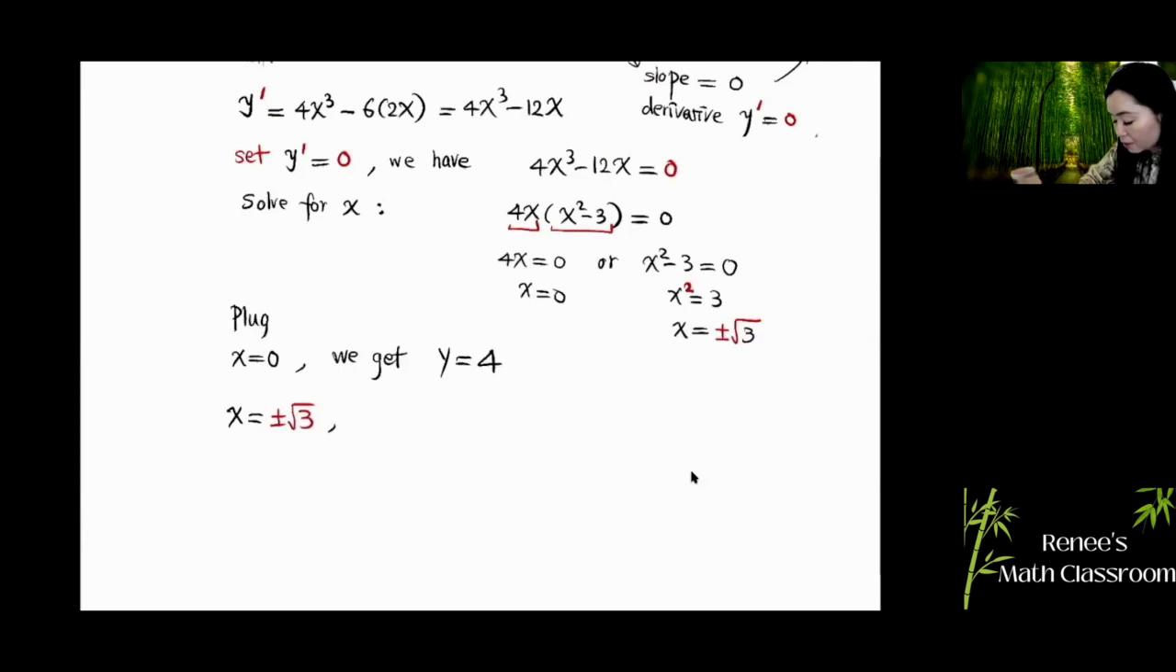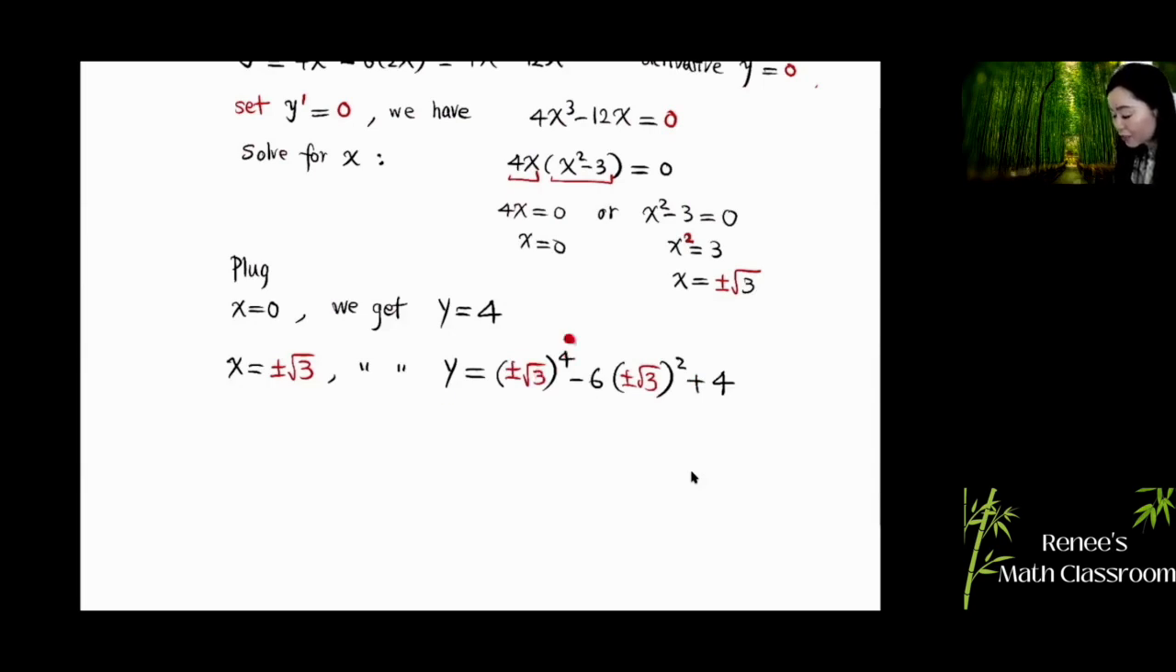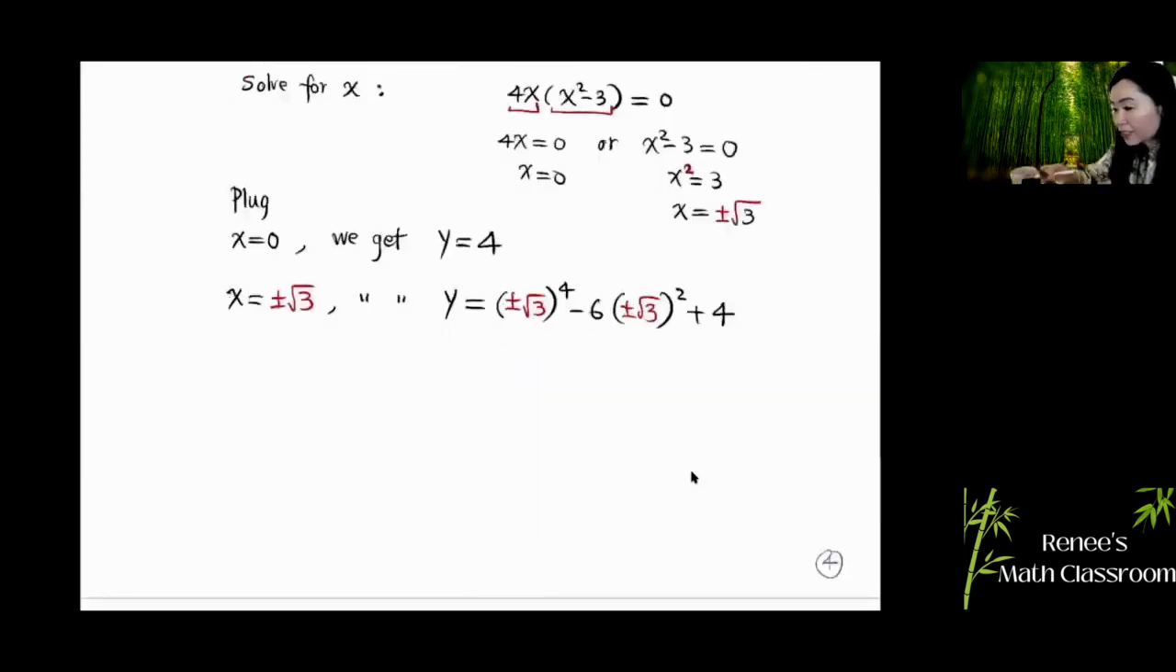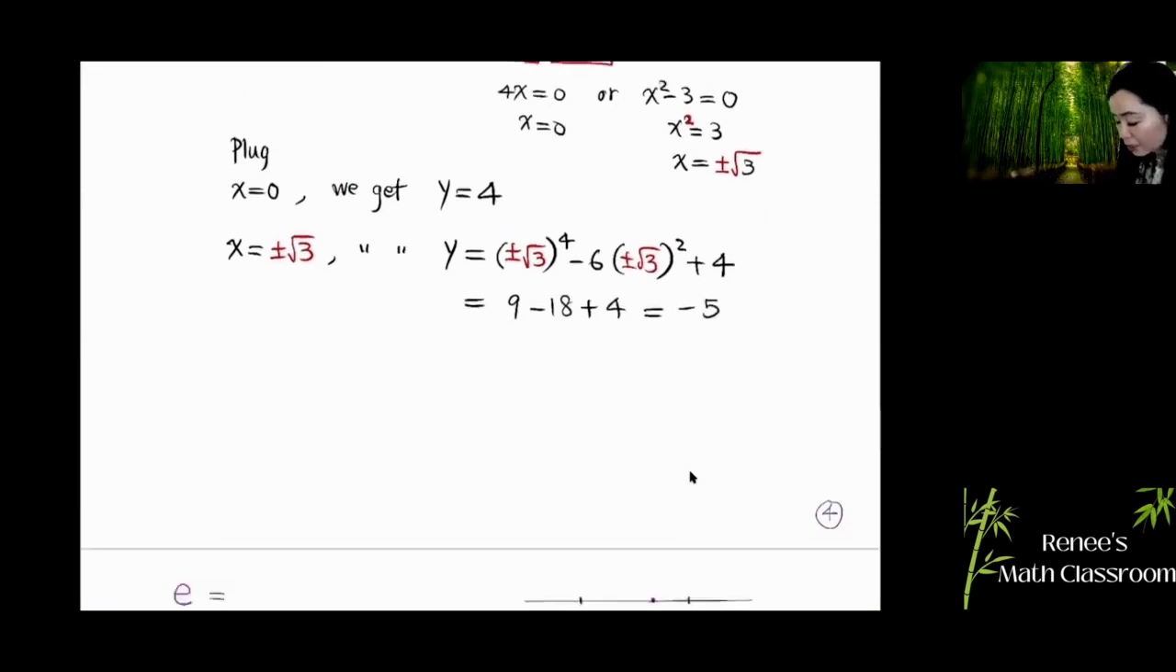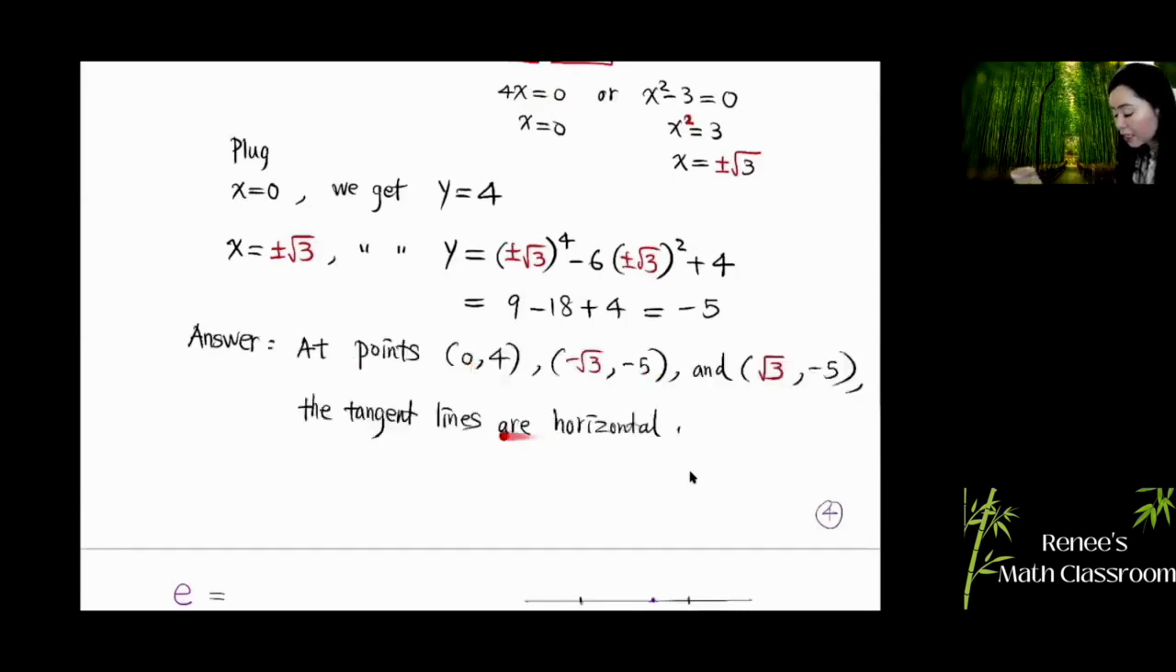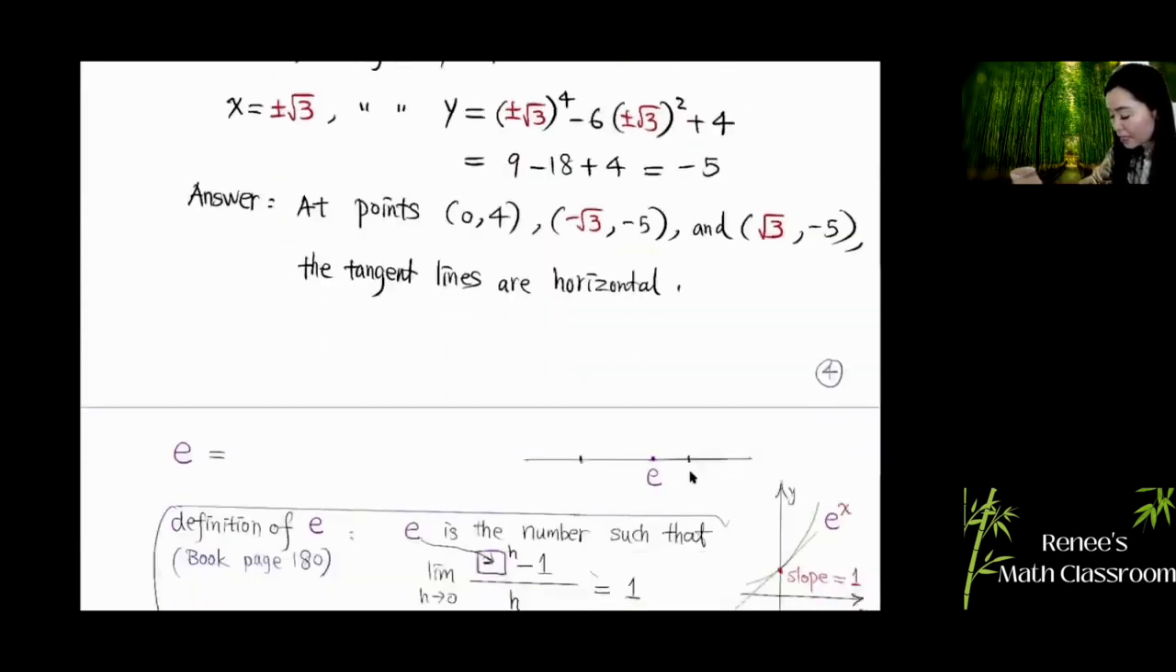well, we're going to get y equal to, this is actually an even function. Because this is an even function, you see the exponents on the x here are even, and so if you plug in positive and negative square root of 3, the result will turn out to be the same. So this will be equal to 9 minus 18 plus 4, which is equal to negative 5. Okay, so we can write a sentence here. The answer over here will be at all these 3 points, the tangent lines are horizontal. Okay, all right, are you guys good?